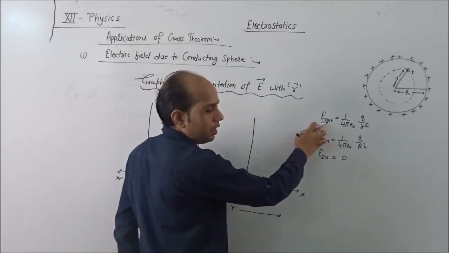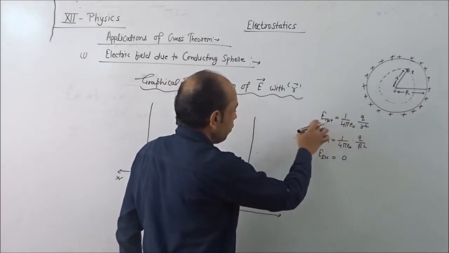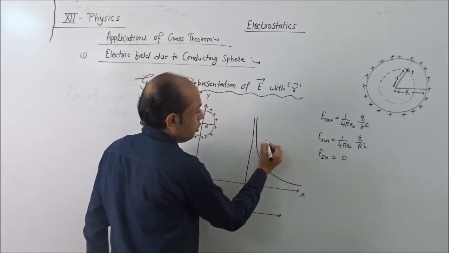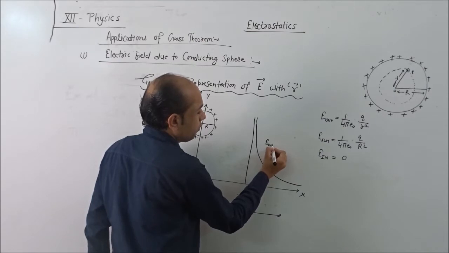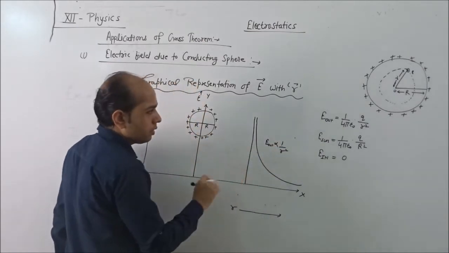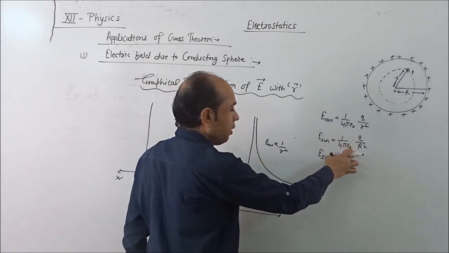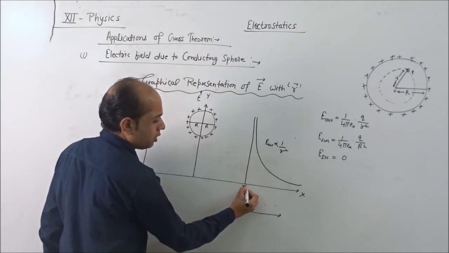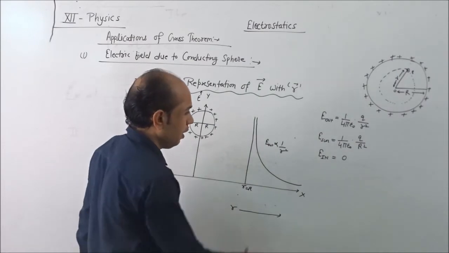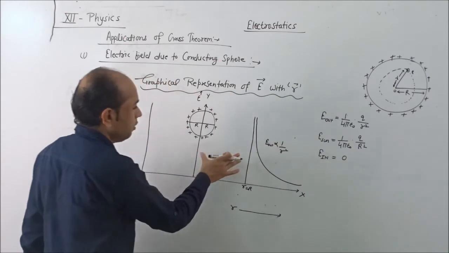The first result indicates that E outside is proportional to 1 upon r square, so the 1 upon r square graph is like this. Second one is E surface, which is proportional to 1 upon capital R square. That means when r is equal to capital R, the result remains the same. And last one, E inside, is 0, that means no electric field.